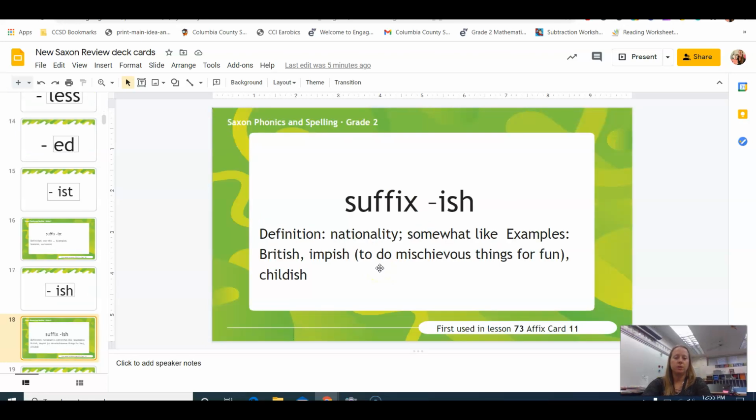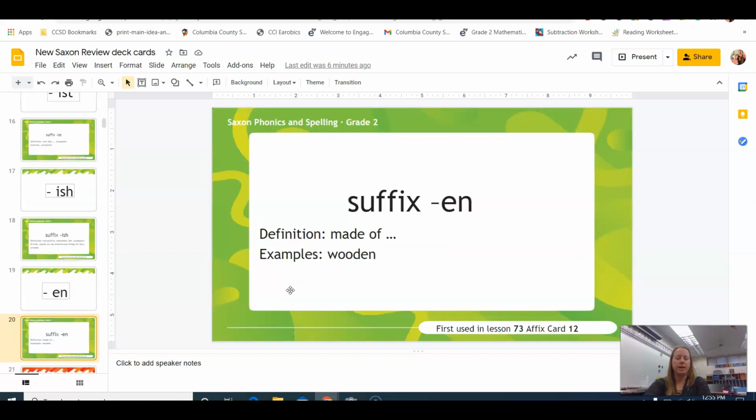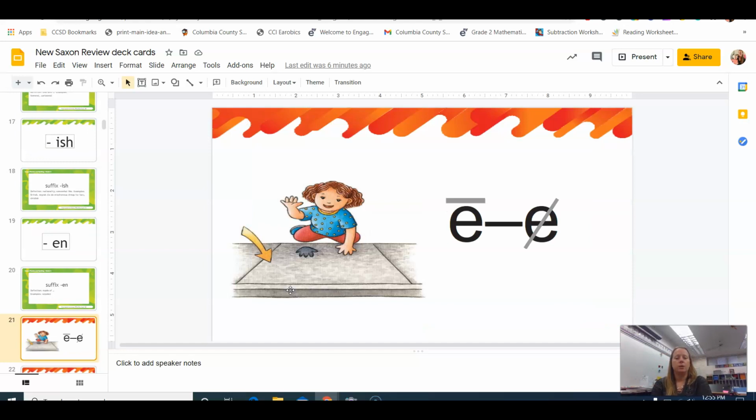Suffix ish, nationality or somewhat like. So if you're British, then you're from Britain. If you're impish, impish means to do mischievous things for fun. So you're kind of mischievous, you're kind of naughty. And if you're childish, that means you are somewhat acting like a child. Suffix en means made of, so if it's wooden, it's made of wood.